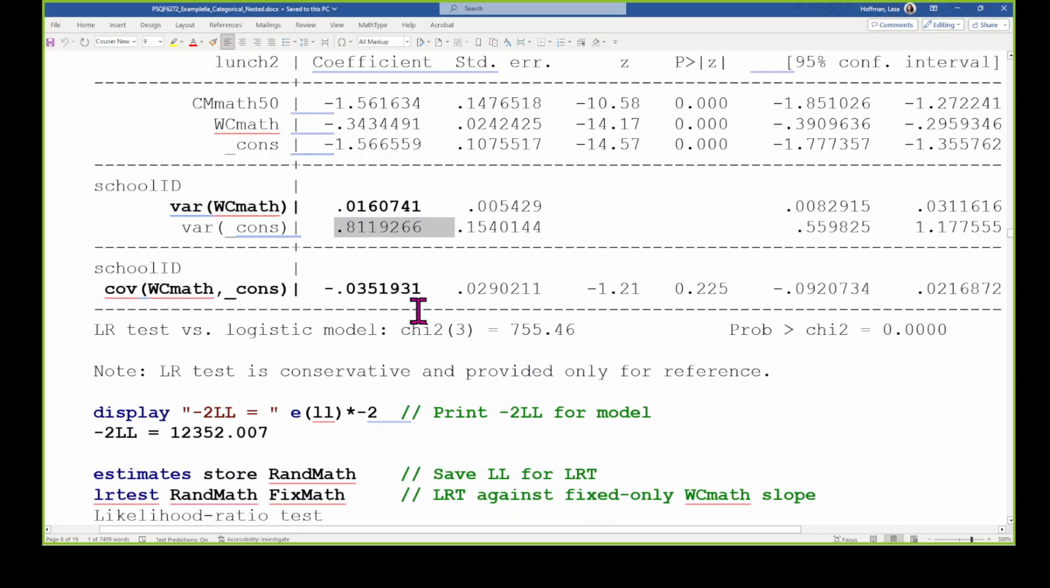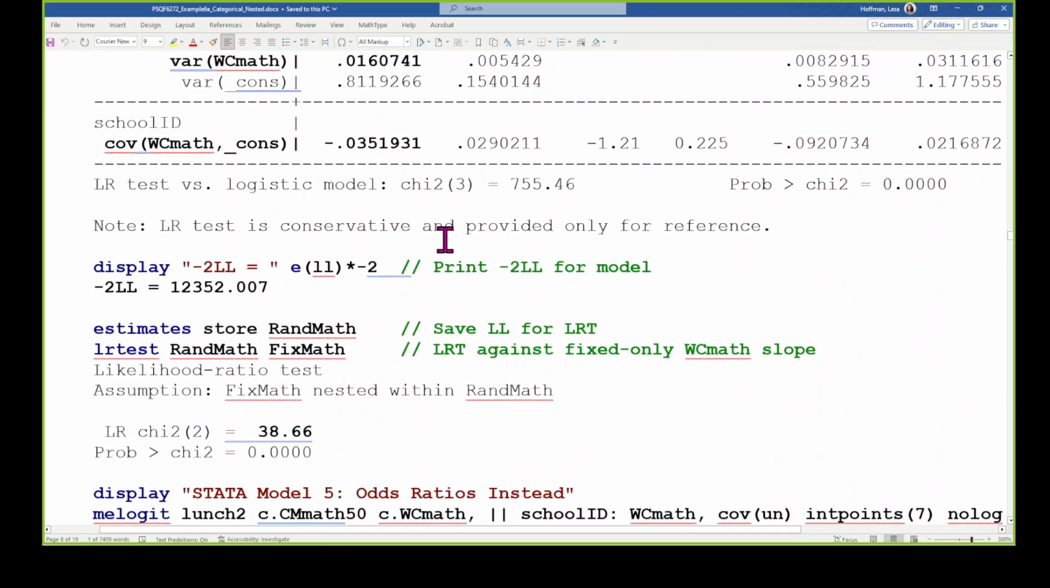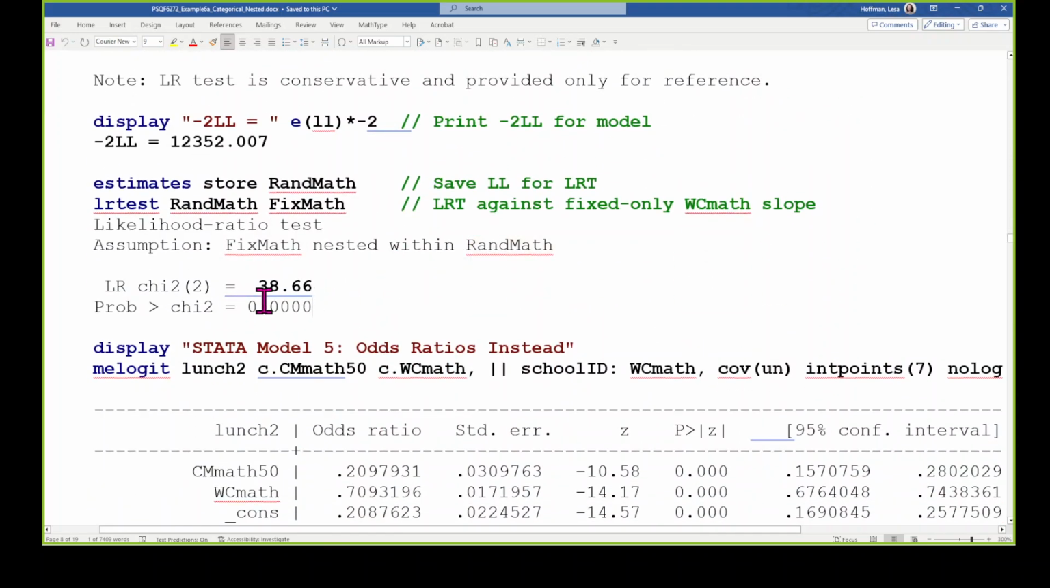Do we need to have a random slope? What do I do to decide if this thing is significant? Likelihood ratio test. So I'm in quadrature, which means I can do that. No, I'm not doing quasi-likelihood. So I did the likelihood ratio test in Stata, and it told me 38. P is 0 to 4 decimal places, so yep, looks like we need a random slope.